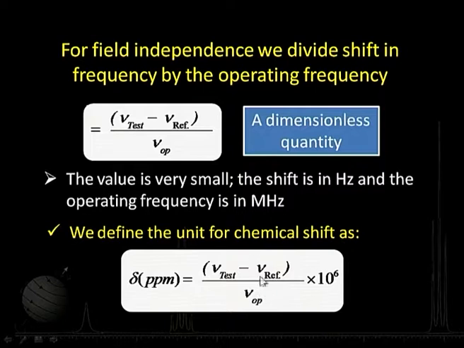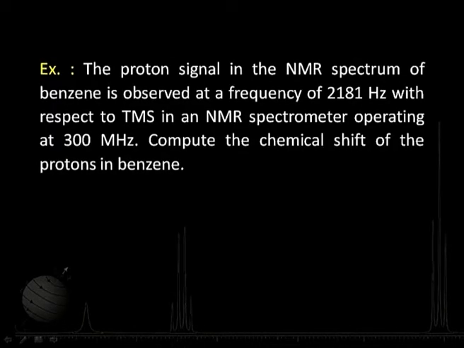So, delta is defined as follows. This is my shift in frequency for a given signal, this is the operational frequency of the instrument, and 10 to the power 6 is the multiplying factor over there. Okay. Now, let us take an example. Suppose the proton signal in the NMR spectrum of a benzene molecule is observed at a frequency about 2181 hertz with respect to TMS in an NMR spectrometer operating at 300 megahertz. The question is, what is the chemical shift of the proton in benzene?